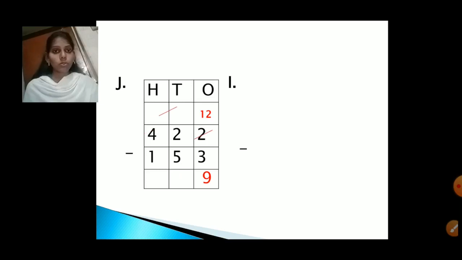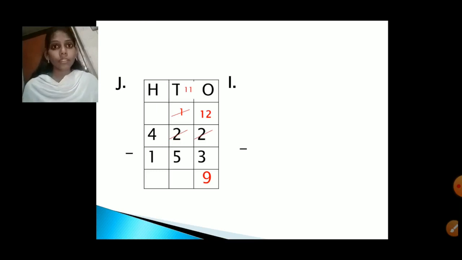So 2 tens into 1 ten. Now 1 minus 5. Is it possible? 1 minus 5. No. Why? Because 1 is smaller than 5. Then 10 will be borrowed from the 100 place. Very good. So what will we do? We'll cut 1 and what will we write? 11. We will write 11.